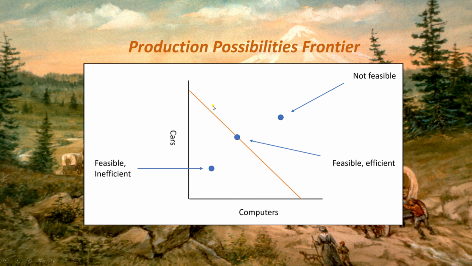Up here on the line is feasible and efficient, and this is where society wants to produce because society's resources are being used to their fullest extent. And up here is simply not feasible. Society can't produce there as much as it might want to because society has scarcity.